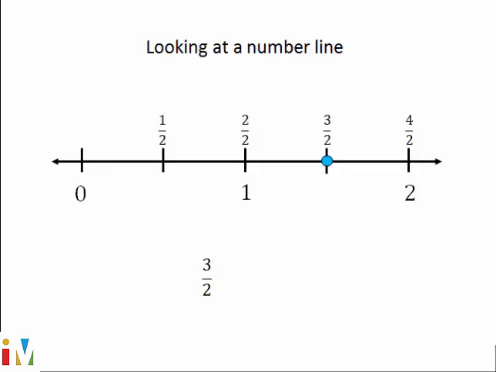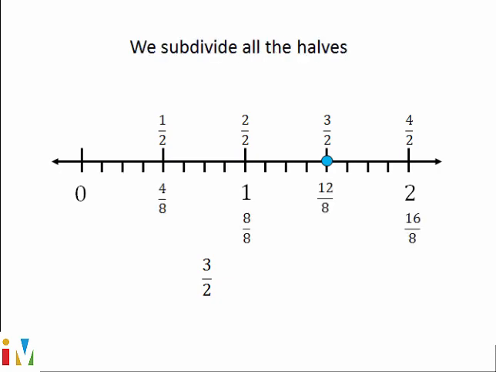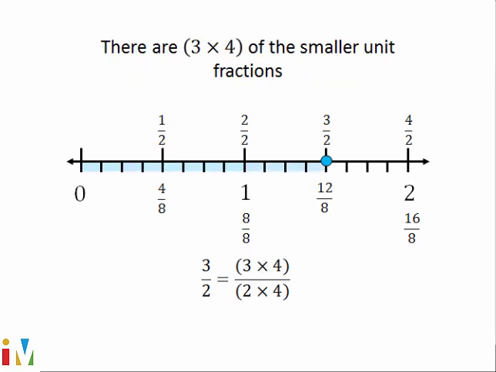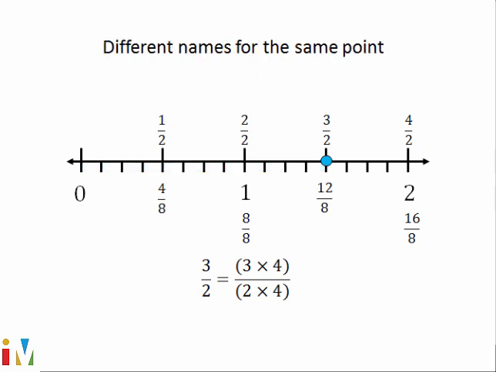Let's check out another example and see how it looks on the number line. If we have 3 halves and partition each half into 4 equal intervals, the unit interval is partitioned into 2 groups of 4. Each of the 3 halves has been subdivided into 4 smaller intervals, so we now have 3 groups of 4 of these smaller unit fractions. Remember that the equivalence of these 2 fractions is shown by the fact that they both name the same point on the number line.